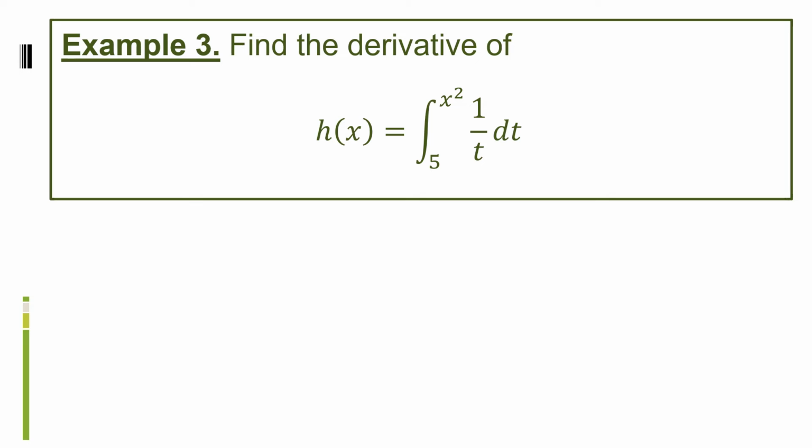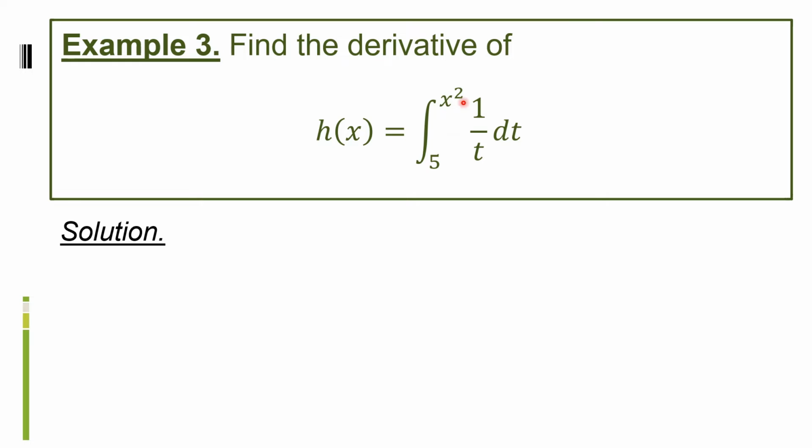For this example, hindi na lang x yung nasa taas. So we now have x squared. So how will we answer this problem? So let's find the derivative of h(x) equals the integral from 5 to x squared of 1 over t dt. So what we want to do here is magamit natin yung FTC1.